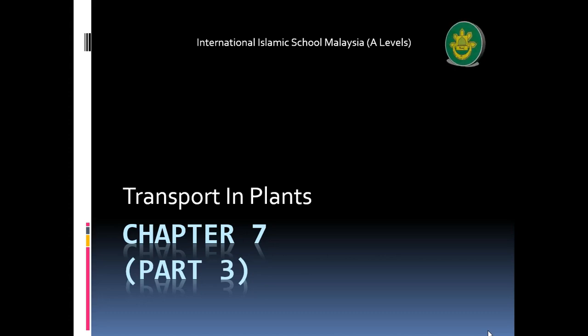So we are now in part 3 of chapter 7. Like I said before, in discussing how water is transported in plants, we can actually divide it into 3 different parts, which are the leaf, the stem, and the root. In the previous class, we have already discussed the transport of water from leaf to the atmosphere. We have also looked at some of the unique adaptations that plants living in extreme environments have, right? Those xerophytes plants. So today we are going to continue our discussion by looking at the transport of water in the stem and also in the root.